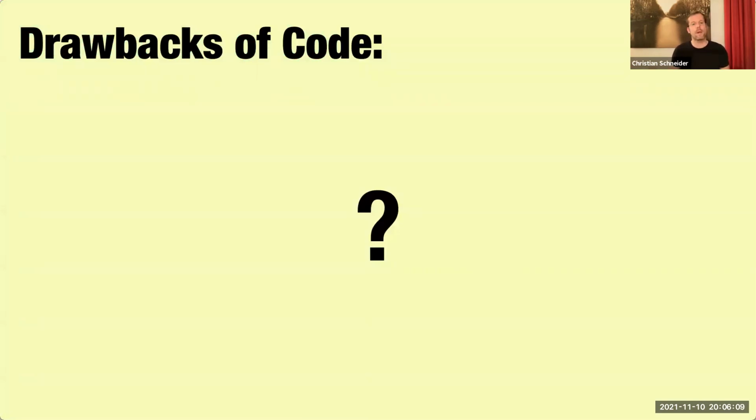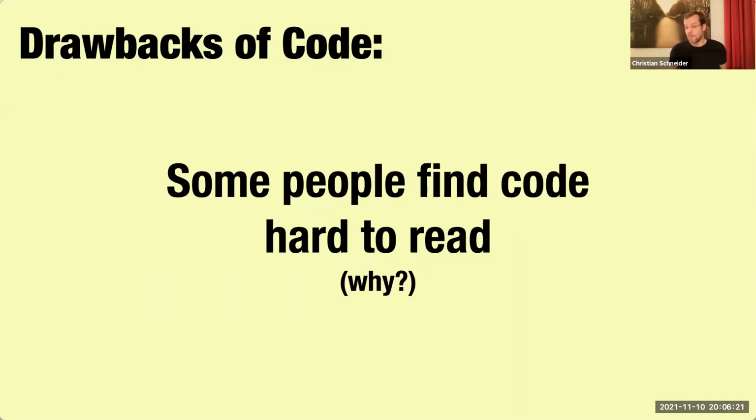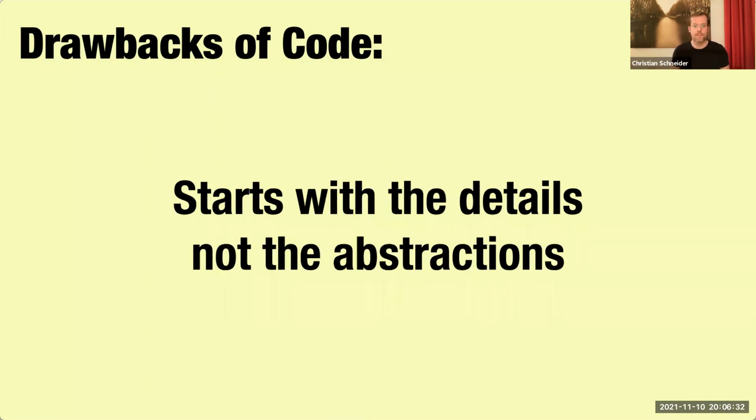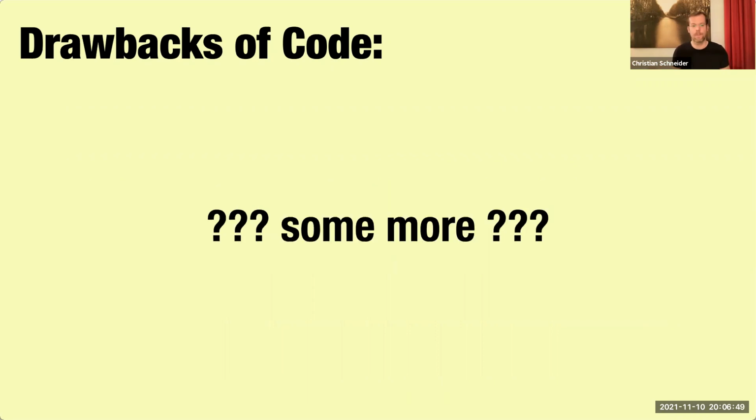But there are also some drawbacks of having models being something like code. One is the obvious one, it's code. So it means someone has to write it. Some people might find code hard to read or hard to create. Well, it's definitely also a point. Because in terms of threat modeling analysis, we sometimes have to speak with business people, not always with development teams. And it starts with the details. That's a very critical drawback. It starts with the details, not the abstractions. So it's not easy to spot this very important big picture of an architecture in terms of security, but just looking at the details. It's a very valid one.